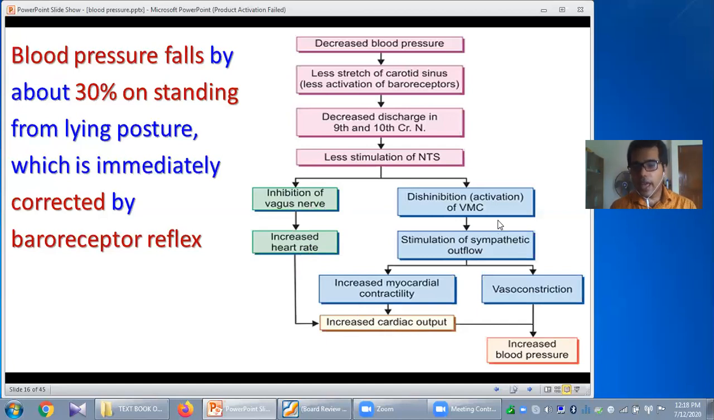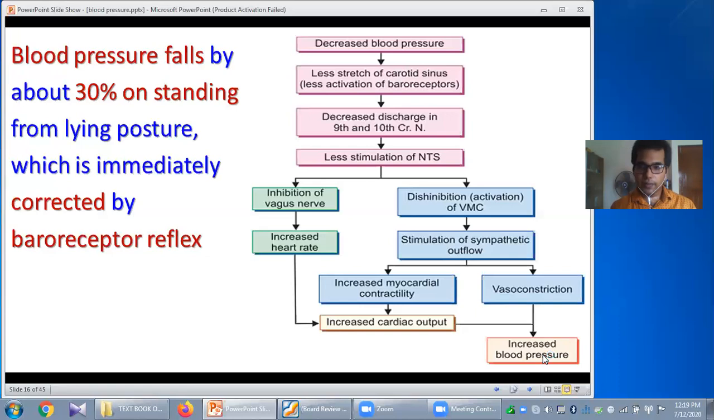Okay. On the other hand, due to activation of the vasomotor centers, that means it will increase the sympathetic tone. So if the sympathetic tone increases, what will happen? It will increase the myocardial contractility and thereby increase the cardiac output. On the other hand, this vasoconstriction will increase the total peripheral resistance and thereby ultimately elevate the blood pressure. So that is how the baroreceptor feedback mechanism opposes the fall of blood pressure during acute hemorrhage or during the sudden change of posture from lying to standing.